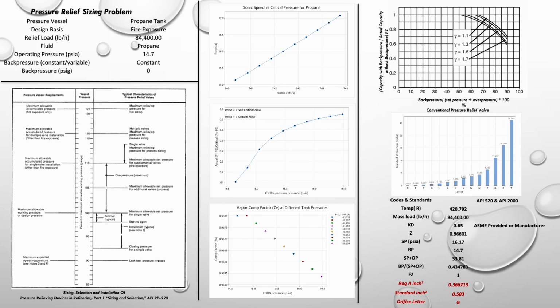So yeah, the example that we have, for example, is a propane tank that you already had the heads-up meeting for. You already went through the whole worst case scenarios, and you have established that your design basis is going to be a fired case, which you can see from the top left. The pressure vessel is a propane tank. Right. The design basis is a fire exposure. The relief load based on the fire case is 84,000 pounds per hour. The fluid that we have is propane. Operating pressure is almost atmospheric.